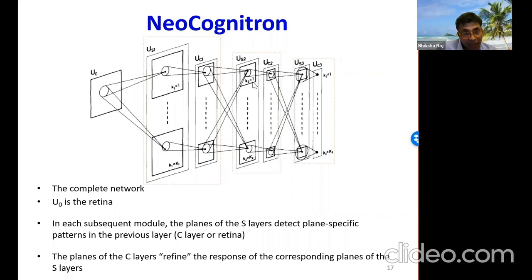Now, again, the key point here is that all the cells in the S-plane have identical responses. Their responses are learnable. The S-cell responses are computed jointly from all the C-planes of the previous layer. The C-planes are smaller than the corresponding S-planes, and a C-plane computes its response only from its corresponding S-plane. And because the C-planes are smaller than the S-planes, as the information goes through the network, these maps shrink.